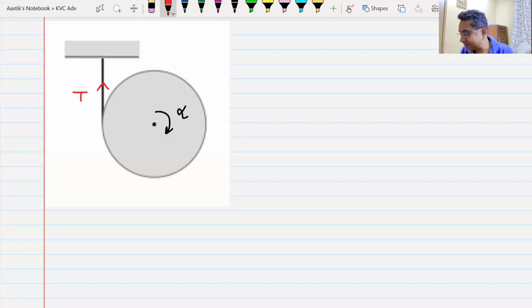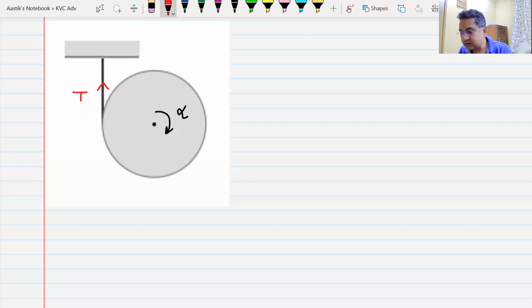Do you understand this? The only thing that is going to rotate it about the center of mass is the tension. If there is no string, it cannot rotate, it will just fall. If you cut the string, how does it move? It cannot rotate, it just falls down. But if the string is there, it will rotate, because the tension in the string is going to rotate it. Okay, so alpha is like this.